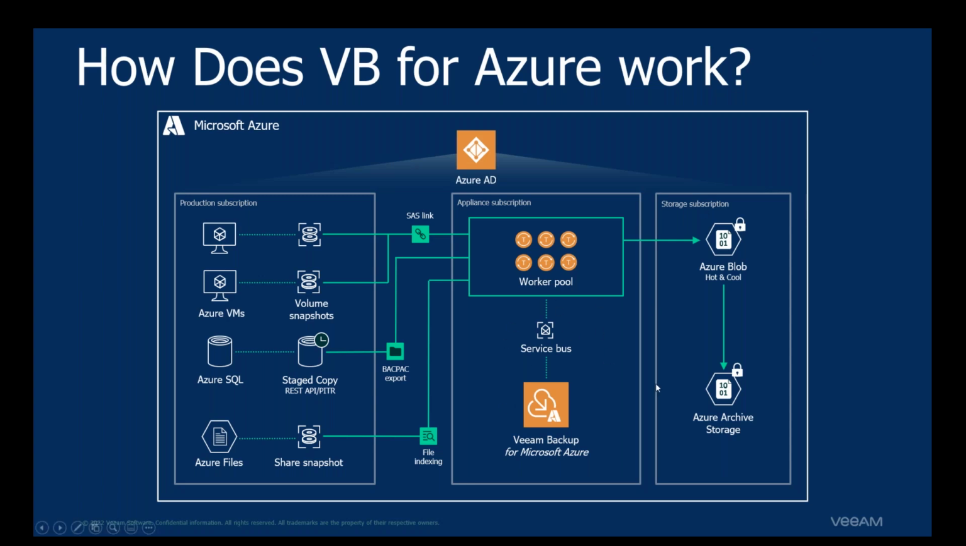Not sure if you can see my mouse. To communicate with the workers. It's actually a worker pool. It's used to run the backup operations that send data to repositories. So you're sending that data towards the repositories in the storage subscription. You need a storage account, of course, for the worker provisioning, and a storage account is used as the backup repository.